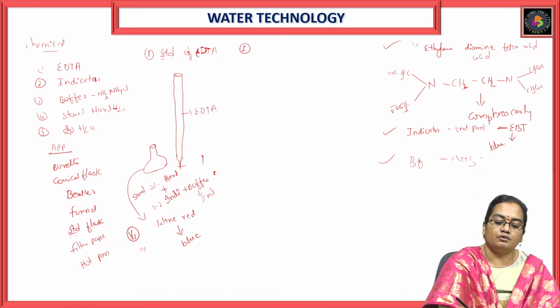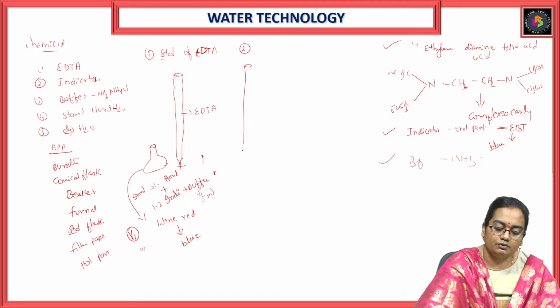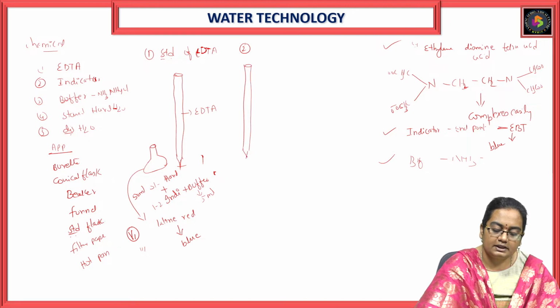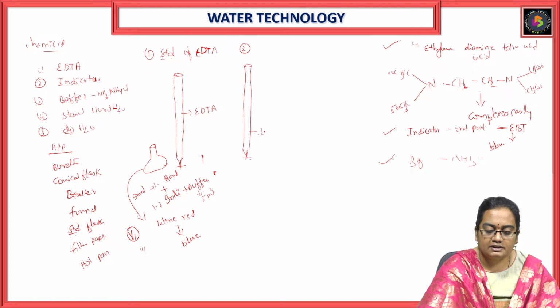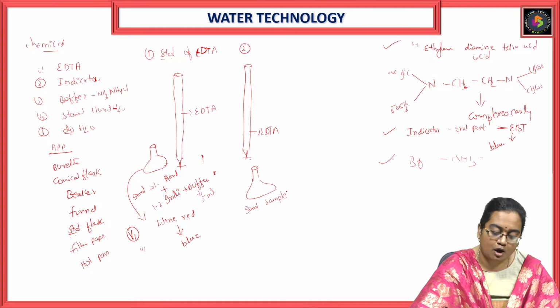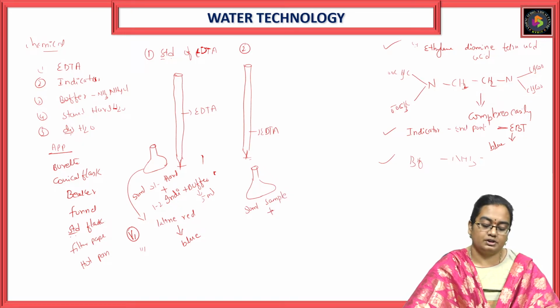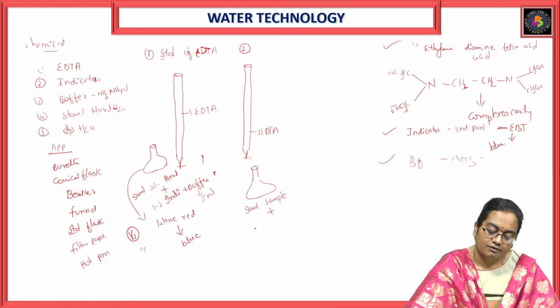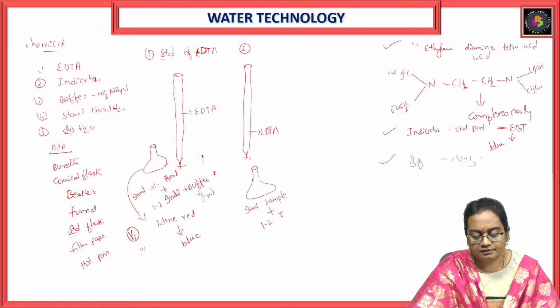In the second step, what we need to do? Same: fill the burette with EDTA and take the conical flask. In the conical flask, we need to take 50 ml of sample water. It may be from your house, or from college tap water, or anything else. Whichever sample you want to identify is taken here, followed by 1 to 2 drops of indicator, followed by 5 ml of buffer.